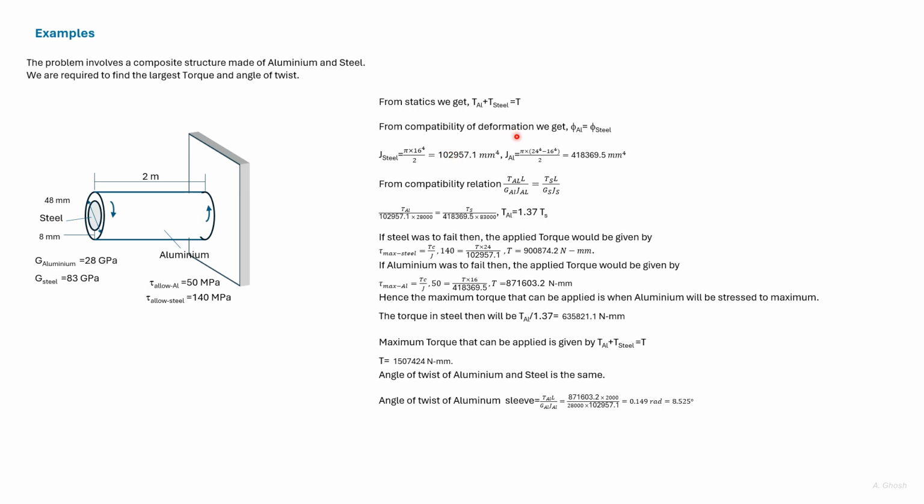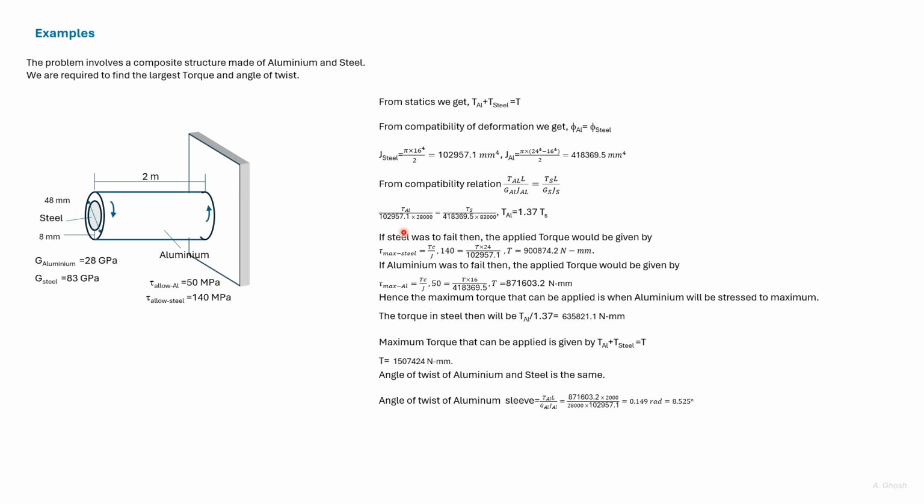This is the deformation equation, and we first find out the J in steel and the J in aluminum and put those in the equation for phi. L in this case is the same for both, and we find out a relationship between the torque in aluminum and the torque in steel.